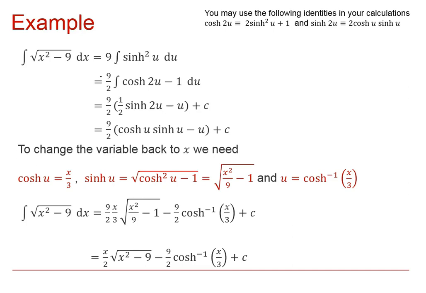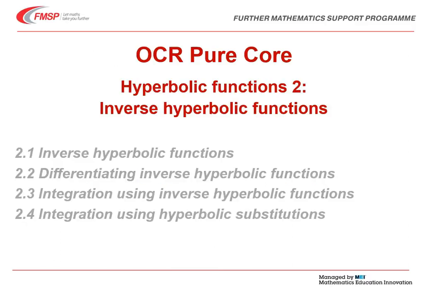The important thing to remember is if we are doing an integral that is not between limits, we do need to remember to change back so that we're in the original variable. If you're integrating between limits, you can change your limits, and once you've got your integral in terms of u, you can use your u limits in order to solve that. And that's the last video in the hyperbolic functions to inverse hyperbolic functions section.